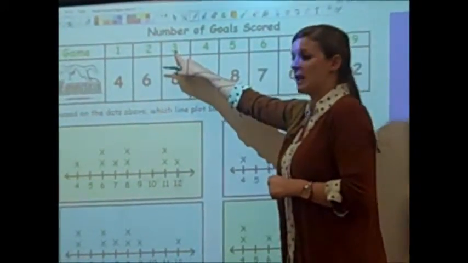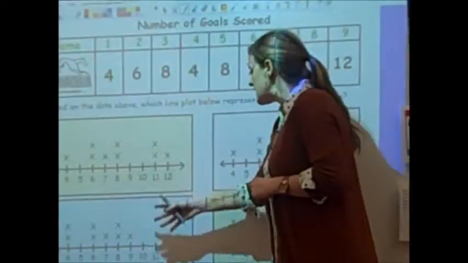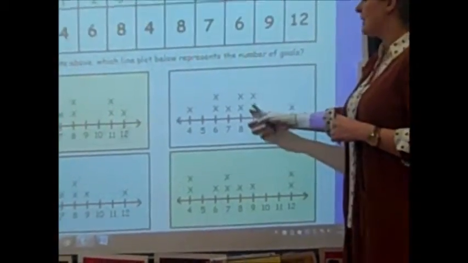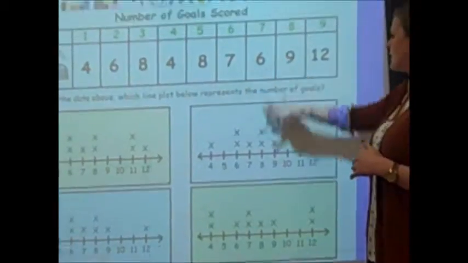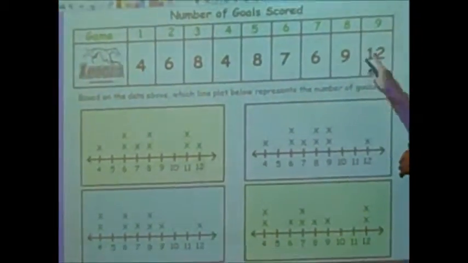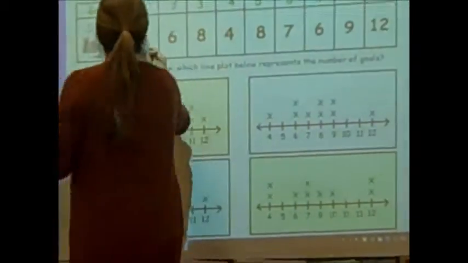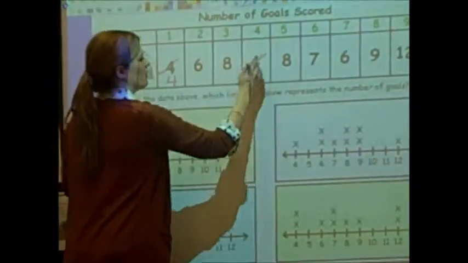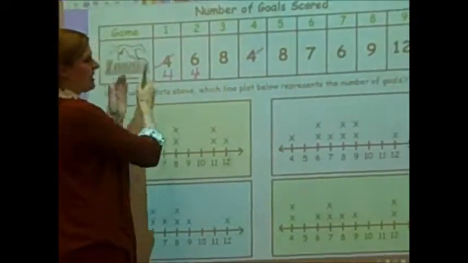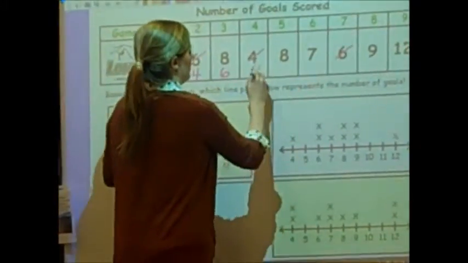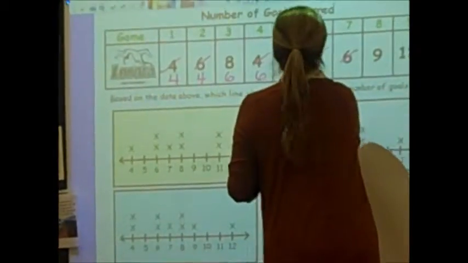A lot of students will get confused with this, but then you could take a peek and look down at the line plots and you'll notice that there aren't quite as many X's marked on the line plots for them to have both sets of data. So, I would rewrite them in order underneath. Put them inside the box here so that I don't get confused.